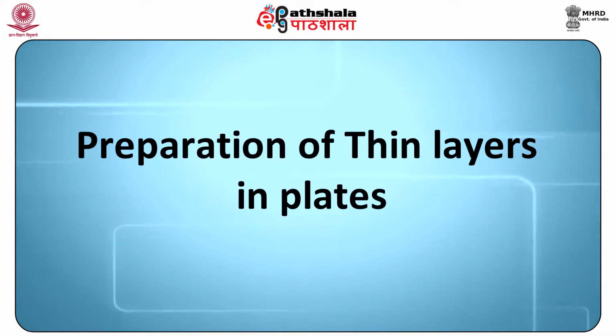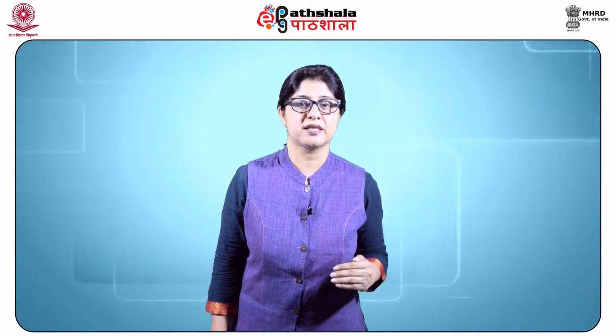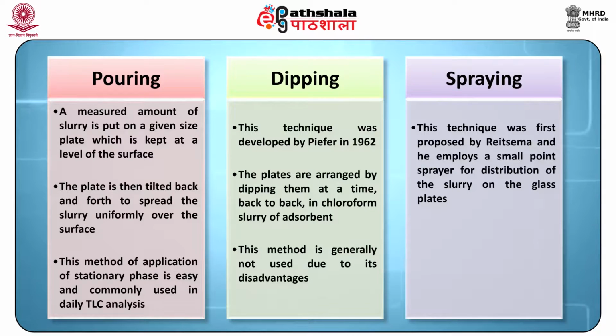Preparation of thin layer on plates. While preparing a TLC plate, the primary requirement is that the layer should be consistent throughout the plate. To meet this criterion, a large number of applicators are available at a commercial level and are used for coating the glass plates with diverse adsorbing materials of even thickness. Most of the methods use the coating material in the form of a slurry or a suspension in some liquid. The steps involved are pouring. In this technique, a measured amount of the slurry is put on a plate of the given size, which is kept at a level surface.